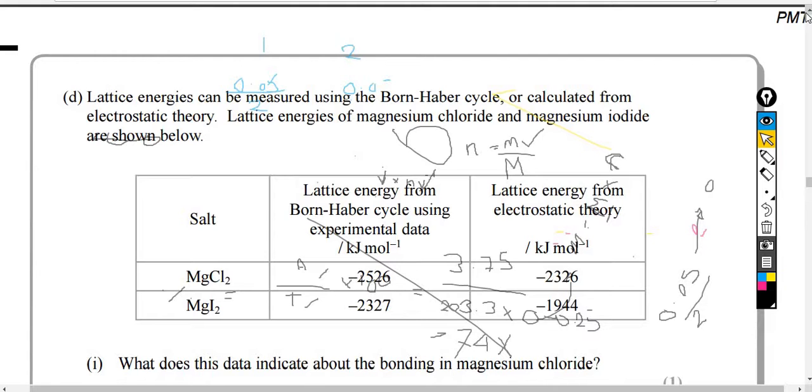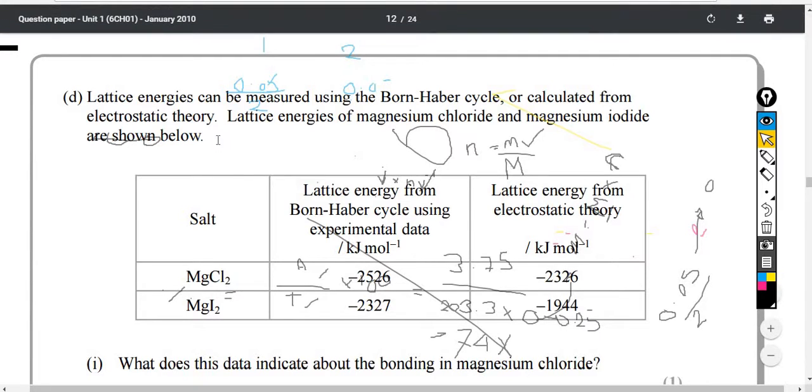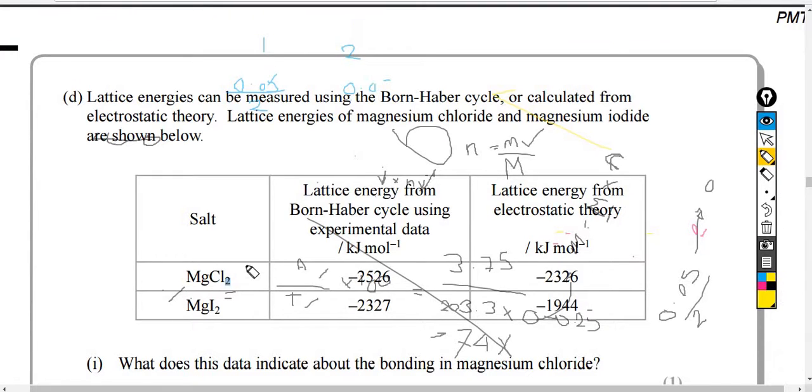Lattice energies of magnesium chloride and magnesium iodide are given below. So you have the salts here: this is magnesium chloride, this is magnesium iodide. Lattice energy from the Born-Haber cycle is what you got when calculated, and lattice energy from electrostatic theory, you got this and this.